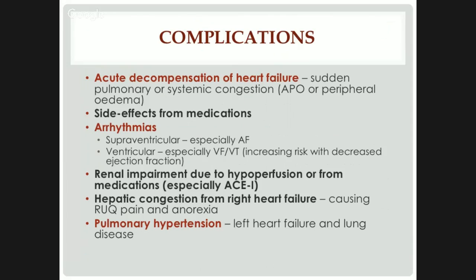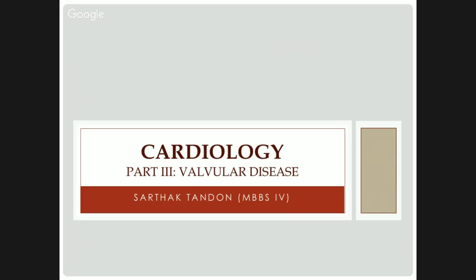Arrhythmias are really common. We've talked about that, especially VF and VT in end-stage disease. And then you've got hypoperfusion of the kidneys. So the kidneys may get damaged. You might get hepatic congestion, which means you're off your food and you get a painful right upper quadrant. And then pulmonary hypertension, which will be talked about more in Rohit's lecture.